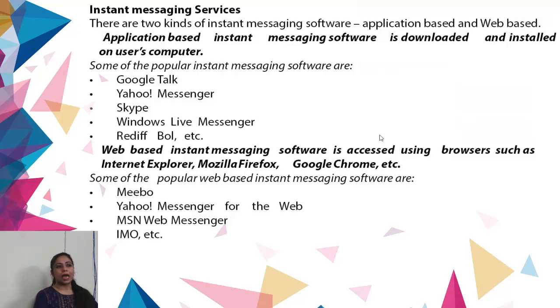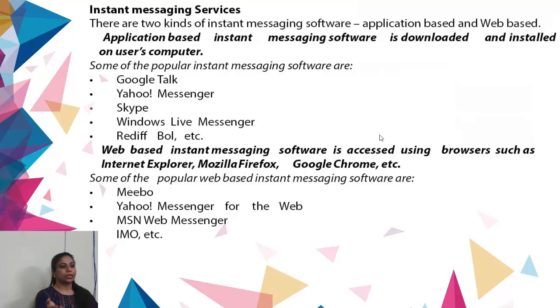Application based instant messaging software is downloaded and installed on your computer, and then it is used. Some popular instant messaging software are Google Talk, Yahoo Messenger, Skype, Windows Live Messenger, and Rediff Bol. These are some examples of application based software, which you have to download first and get installed on your computer system, then only will you be able to use it.